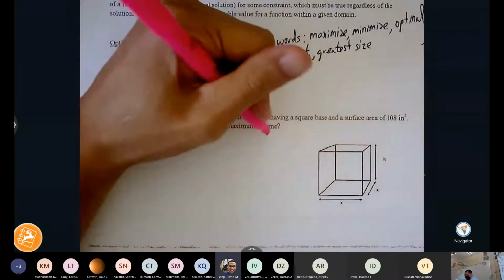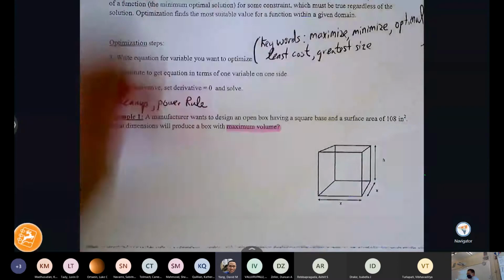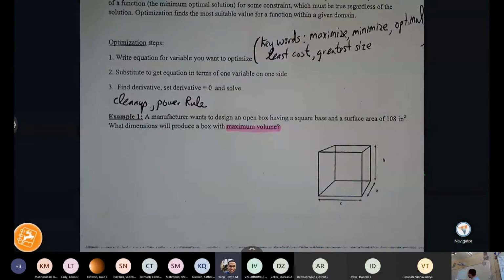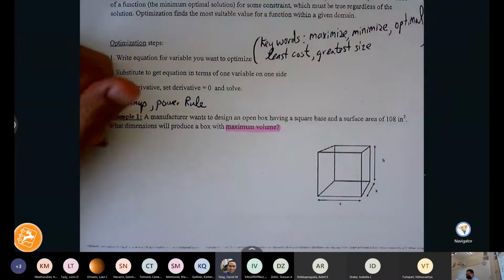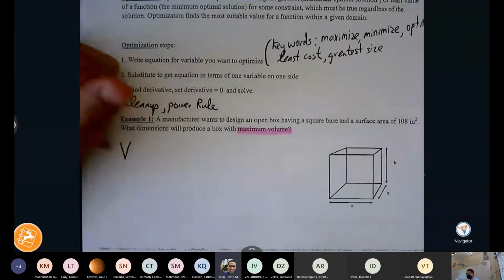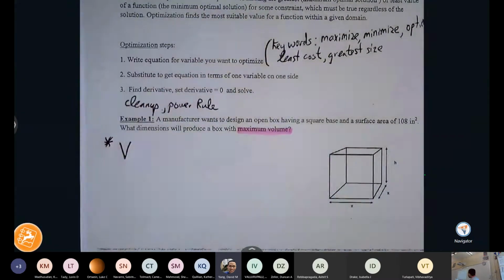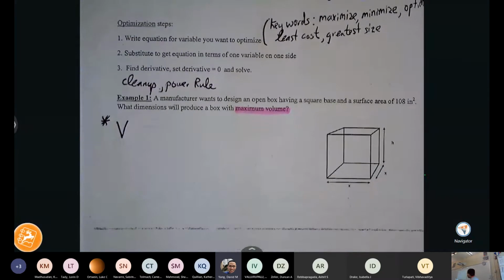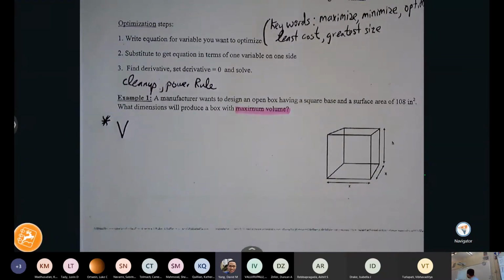Yeah, we see the word maximum is describing volume. So we know that's going to be the focus of our problem. We're going to focus in on our volume equation. So let's put a star next to it just as a reminder. Okay, we may have some other equations, but this is really the one that we're going to be focusing in on.